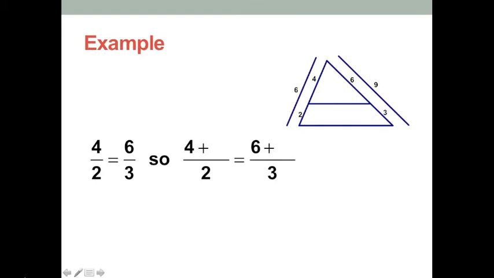Okay, so 4 over 2 equals 6 over 3. So 4 plus what over 2 equals 6 plus what over 3? Well, I know that I can add the denominator. So 4 plus 2 over 2 equals 6 plus 3 over 3. 4 plus 2 is 6, 6 plus 3 is 9, so I'm left with 6 over 2 equals 9 over 3.